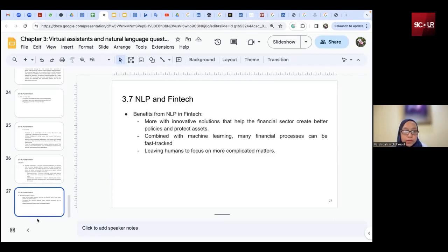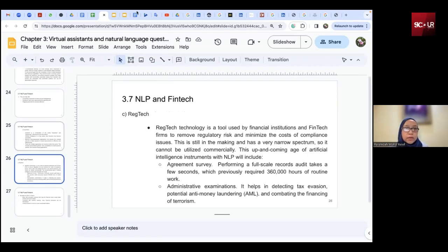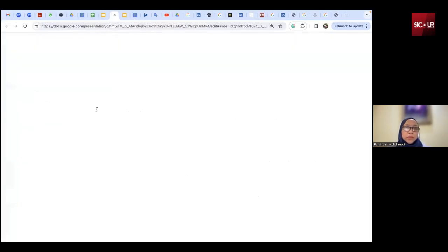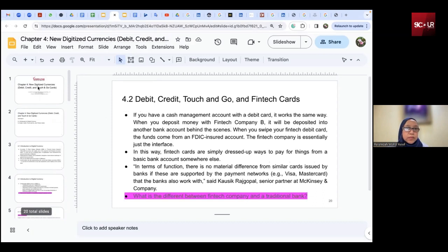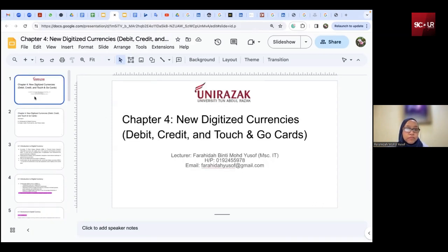So itulah the advantage of NLP, or dikatakan AI in fintech. NLP ke NLPA ke, NLP ni NLPA is in the same technology kan. Okay, so tu je lah, that is chapter 3. Okay, I masuk chapter 4.